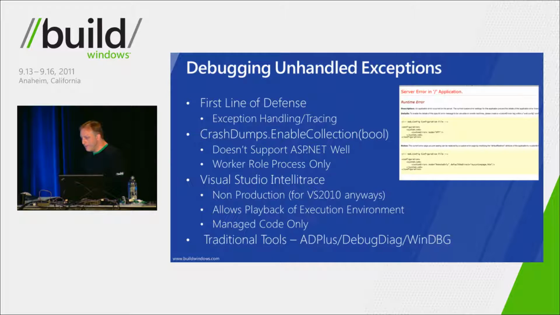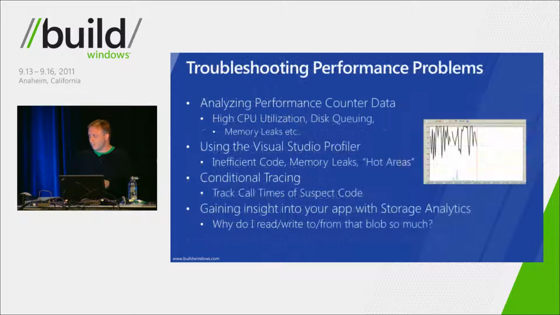So for fallback, when all else fails, when all the other fancy tools don't work, you still have the traditional tools, like ADPlus, DebugDiag, WinDbg. If you've never seen those, count yourself lucky. But those tools are really the last resort for debugging really crashy, buggy errors. Microsoft developers use them extensively. Microsoft escalation engineers use them extensively as well.